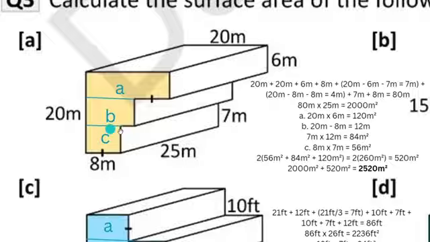Next, we'll be calculating C. So we have to take 8m times 7m, which equals 56m squared. Then you have to take 56m squared plus 84m squared plus 120m squared, which equals 260m squared, times 2 because there are two faces. The answer will be 520m squared. 2000m squared plus 520m squared equals 2520m squared.